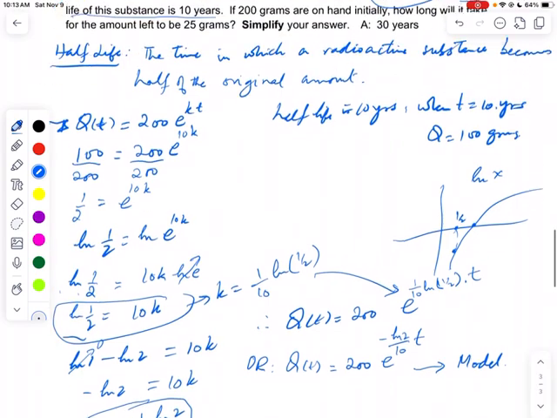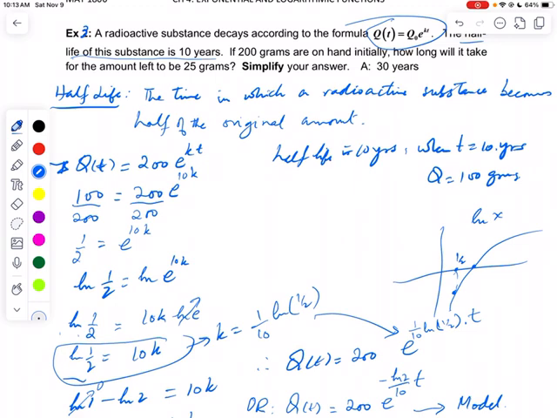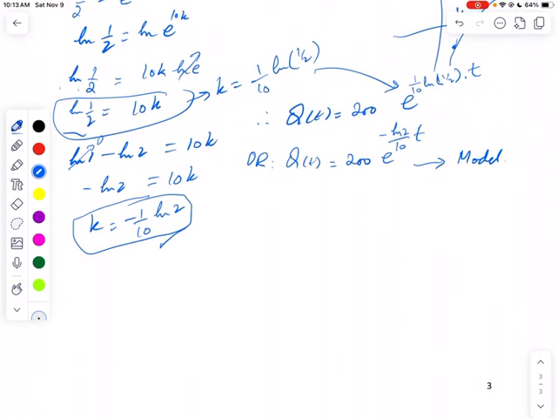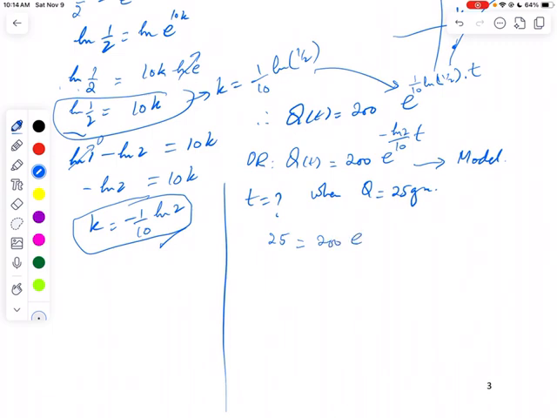Once we have the model, we can answer any question about the problem. For example, how long will it take the amount to be 25 grams? It is asking in what time will it be 25 grams. So t is equal to question mark when q is equal to 25 grams. What do we do now? In place of q in the model, we plug in 25, which is equal to 200 times e to the, let's say you are using the first one, 1 over 10 ln of 1/2 times t, because t is what we have to find.